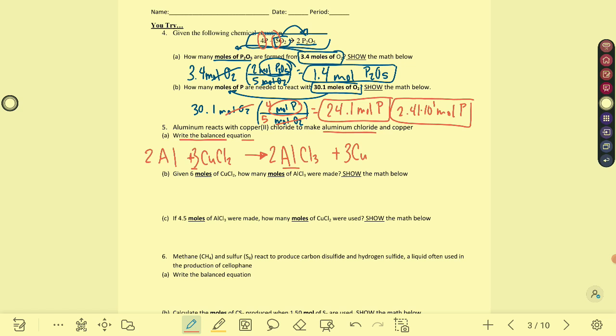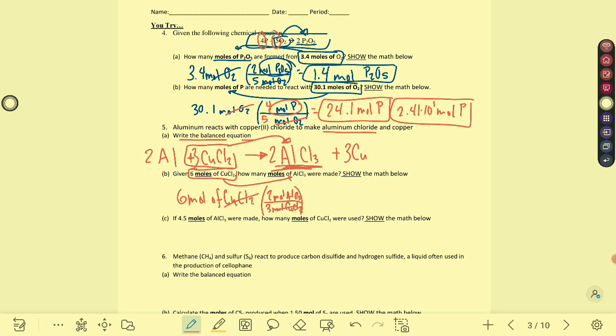Now B says, given 6 mol of CuCl2, how many moles of AlCl3? So I'm going from 6 moles of copper chloride to moles of aluminum chloride. I'm going to use the molar ratio to relate them. So copper chloride goes on bottom, 3 mol CuCl2, and 2 mol AlCl3 on top.